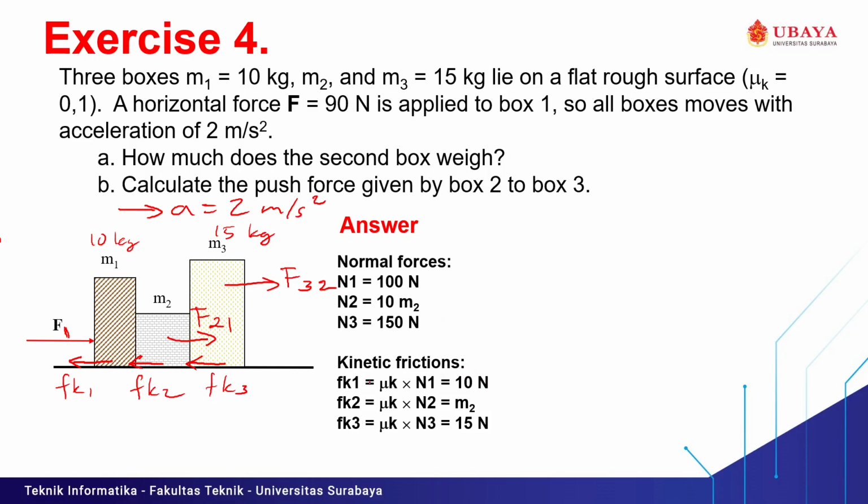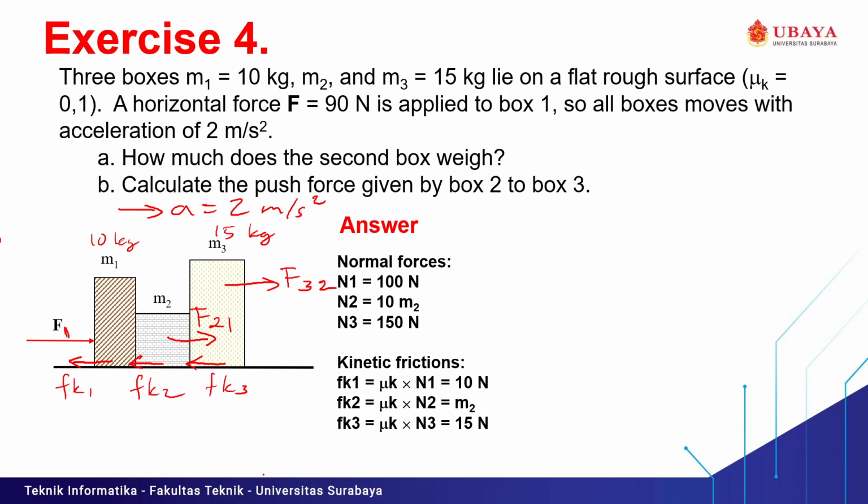Now for the kinetic frictions, simply Fk1 is mu k times N1. The mu k is 0.1. 0.1 times 100 is 10. 0.1 times 10 m2 is m2. And 0.1 times 150 is 15 Newton.